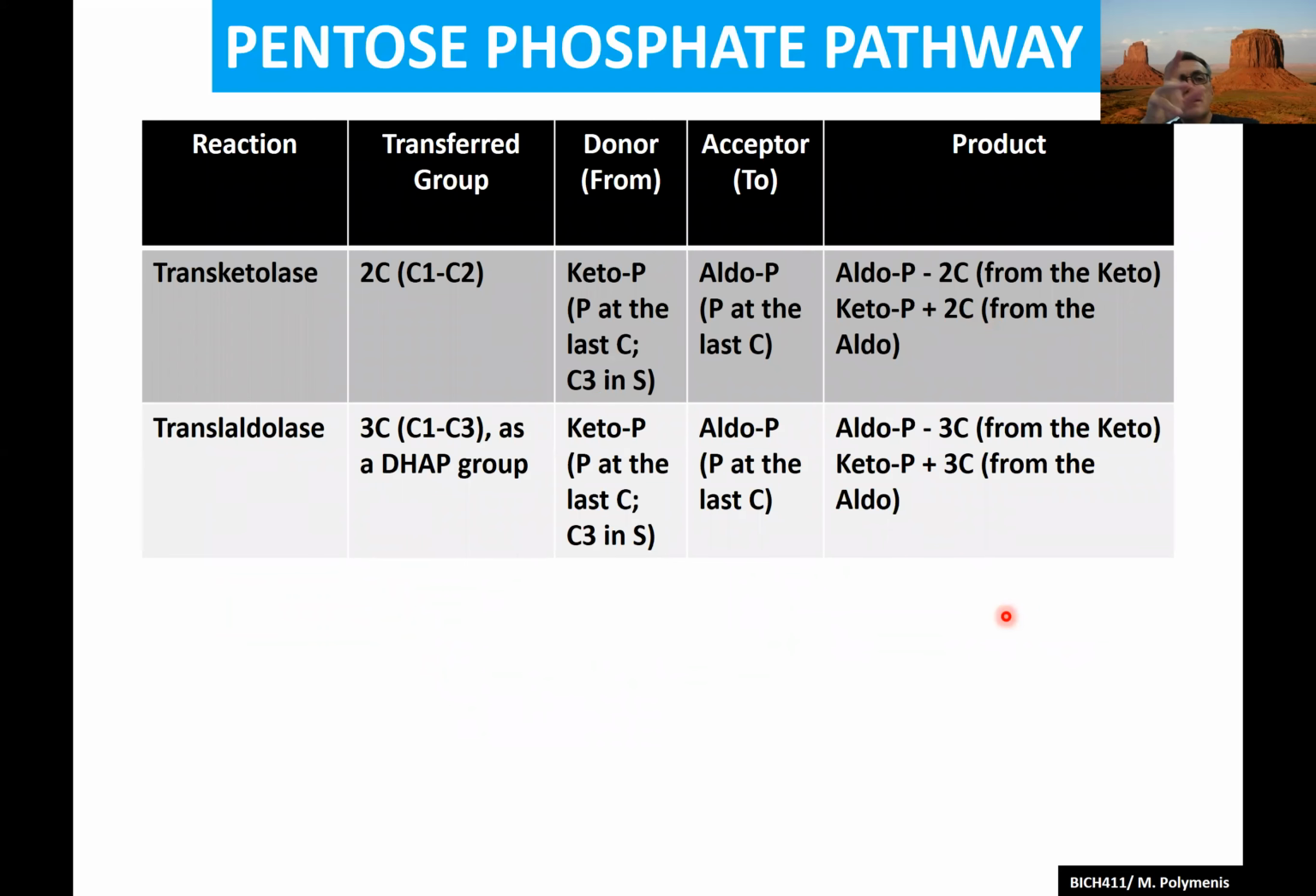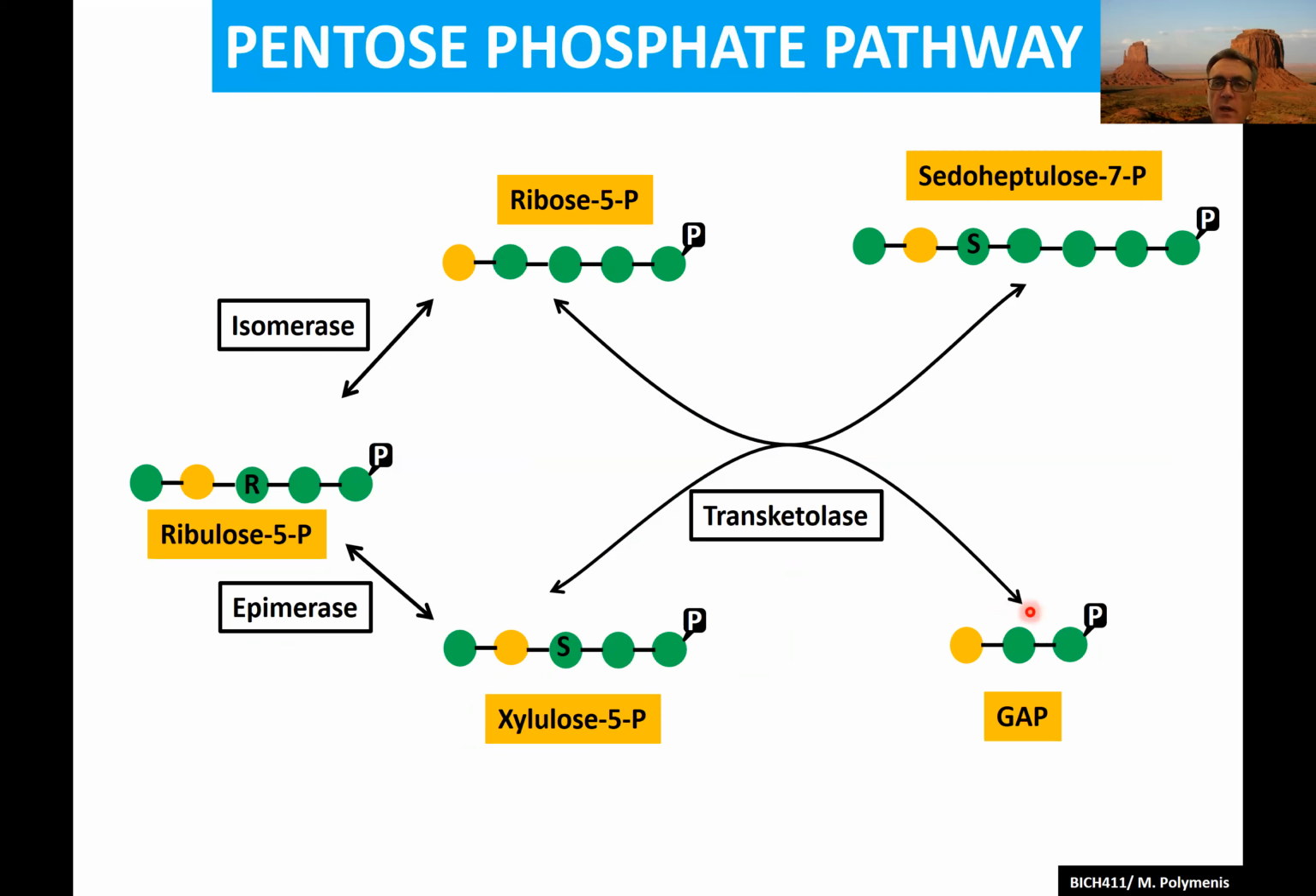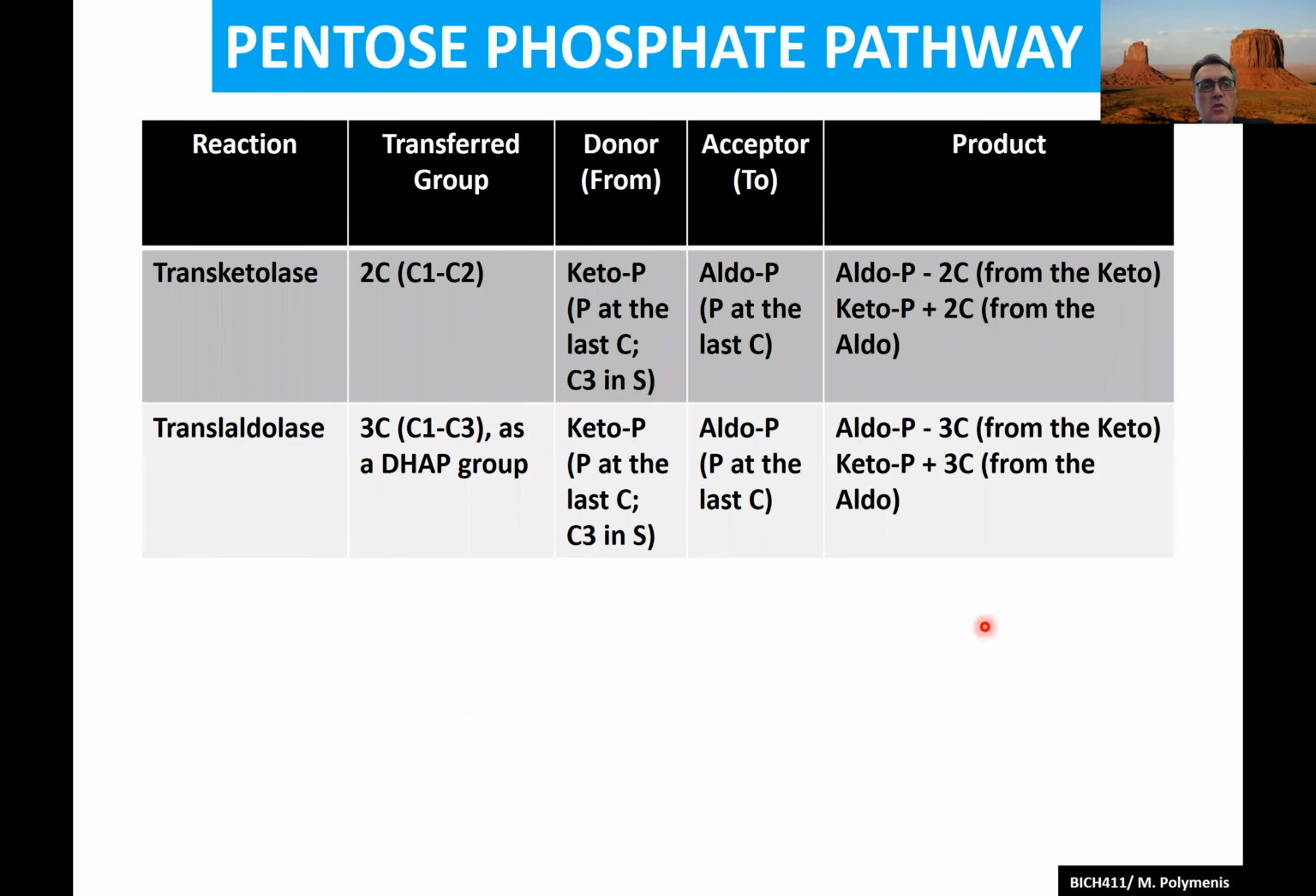Now we're going to use transaldolase. So the idea is that we are really close to 6. If we can add 3 more to the 3, we can make a 6-carbon unit. And what moves 3-carbon units? It's of course transaldolase. So let's do this.